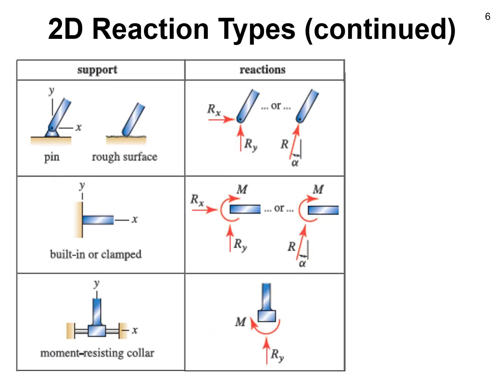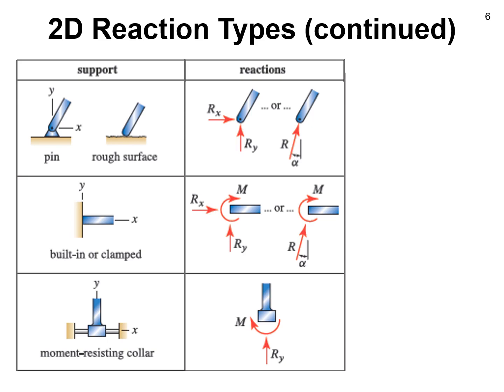The next set of categories are somewhat more complicated. They have more than one unknown reaction. The first category is a pin or a rough surface. These are definitely not the same physical object, but they have the equivalent representation. We ask ourselves again the question, what is prevented? The pin, for example, would prevent the end of that pole from moving vertically or horizontally.